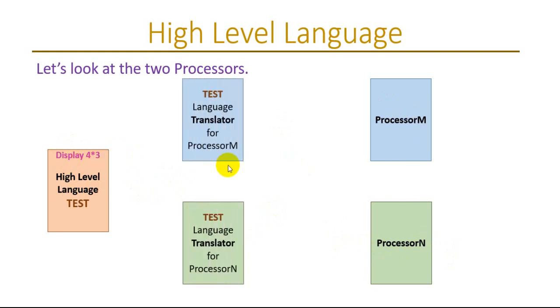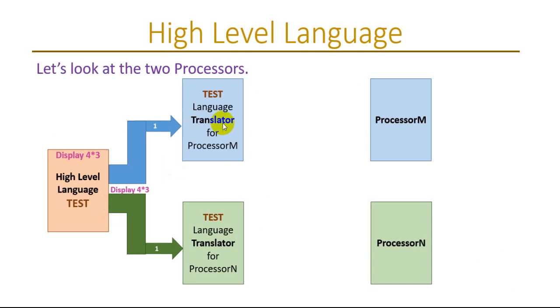So you need a translator. You need a translator for this separately, a translator for this separately. Okay, because in the M, it has to be translated to the M's instruction. In the N, this high level language has to be translated to N's instruction, N and M. Okay, so the relevant ones only it has to do. So let's see how it works. So display 4 into 3, and we are trying to give it to both, and let's see how each of these handle.